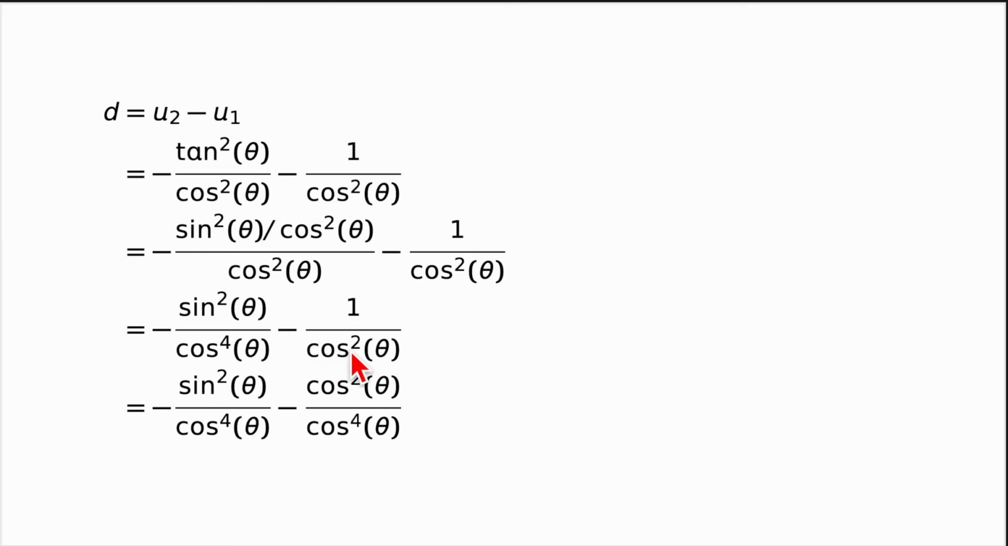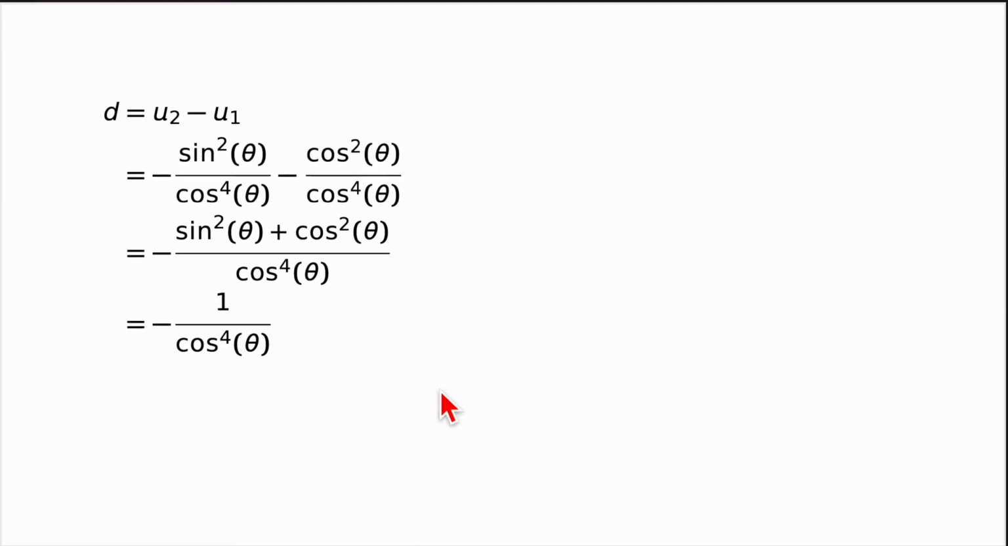And so I want to make cos squared theta look like this denominator, cos to the power of 4 theta. And I can do that if I multiply top and bottom of this fraction by cos squared theta. And that's what I've done here. I've multiplied the top by cos squared theta and the bottom by cos squared theta. And now I have a common denominator, and I can go ahead and add these terms together, but I'll do that on the next screen.